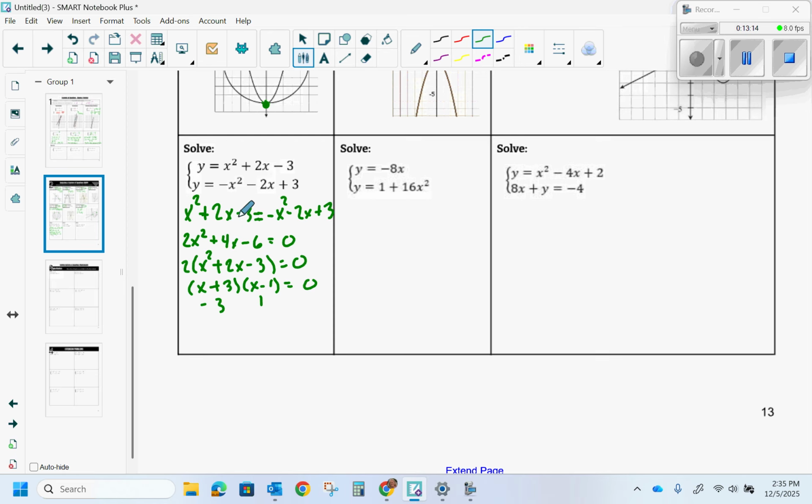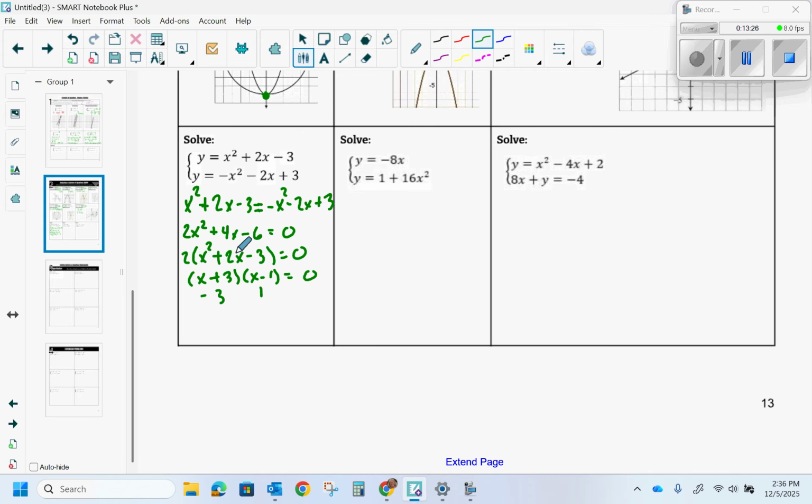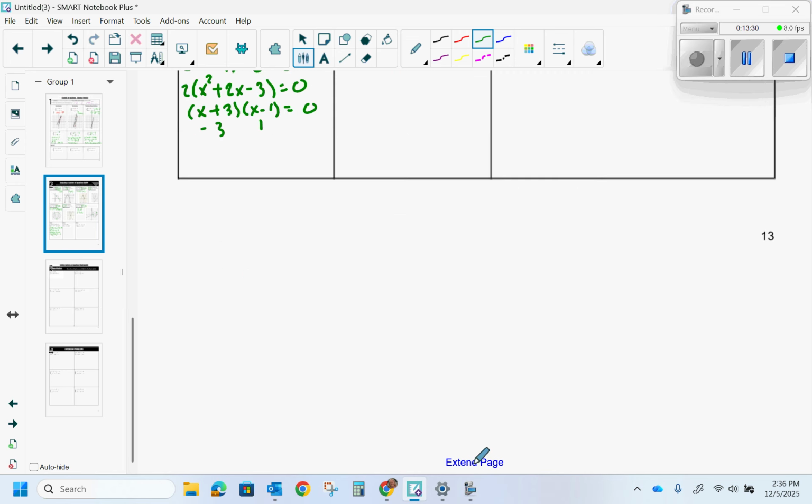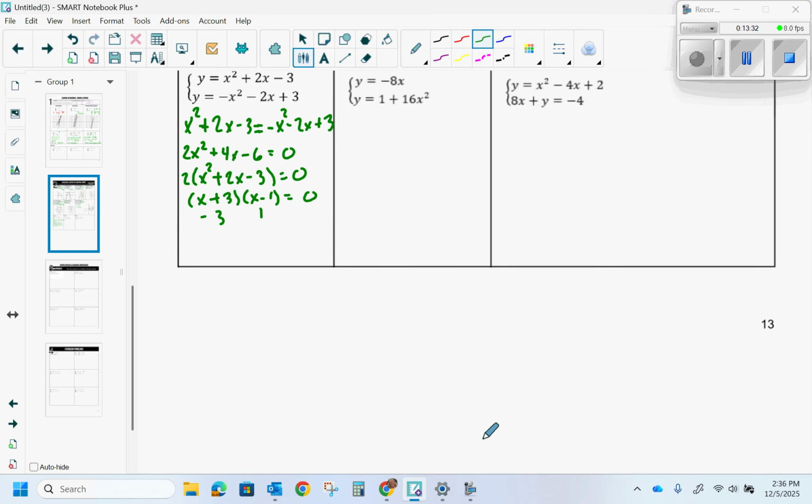Now, when you go to solve, you definitely want to choose the quadratic that maybe has less negatives, something a little bit easier, because you don't want to make mistakes. You don't get a calculator for this. So I'm just going to come down to the bottom here and maybe even extend this page. I'm going to need some places to show some substitution.